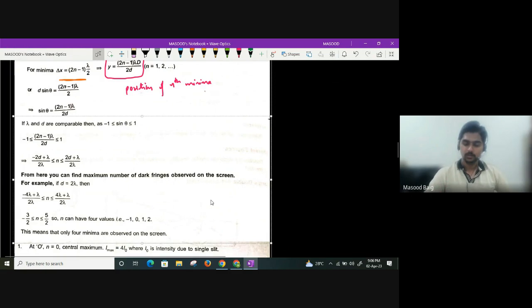Calculating the number of maxima and minima formed will also be there, so I'm not dealing with that as of now. If you want, we can deal with it, but it is not required because questions on it have not been asked. If one or two questions are asked, we will discuss those then. But as of now, it is not required.